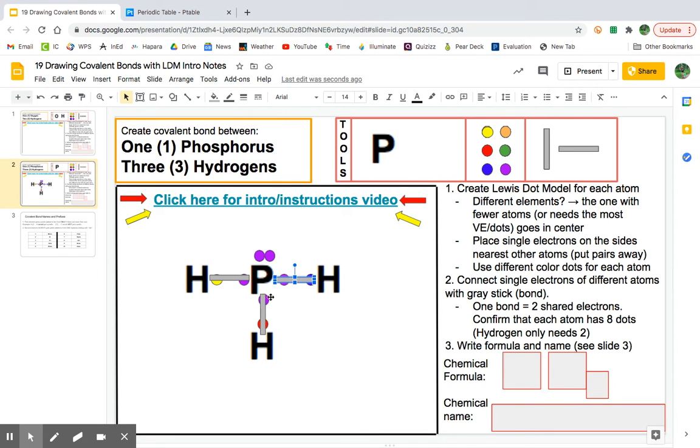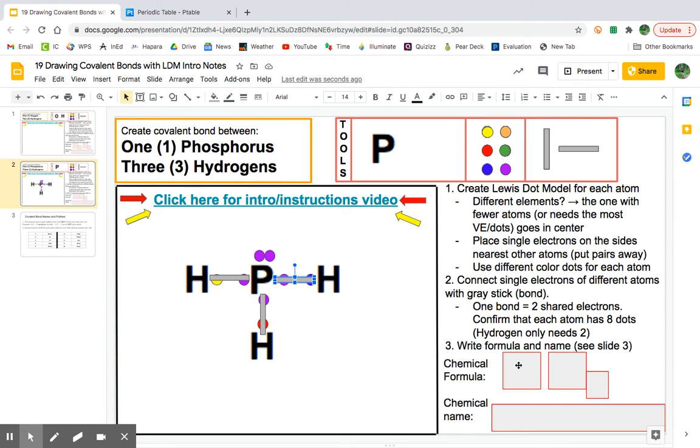So now each stick, each gray line, represents 2 shared electrons, and we're going to confirm that each one has the 8 dots that they need. However, remember, only phosphorus in this case wants 8, because hydrogen is an exception to that rule. Hydrogen only needs a total of 2 dots. So this hydrogen has 1 stick coming off of it, so that hydrogen's got 2. It's good. Hydrogen here has got 1 stick. That stick represents 2 electrons. Good. Same thing here. 1 stick represents 2 electrons for hydrogen. And then here we've got phosphorus. Phosphorus has the 1, 2, but then it's sharing 3, 4, 5, 6, 7, 8. All is well. Looks good.